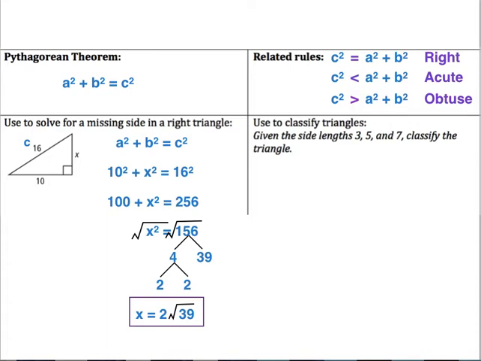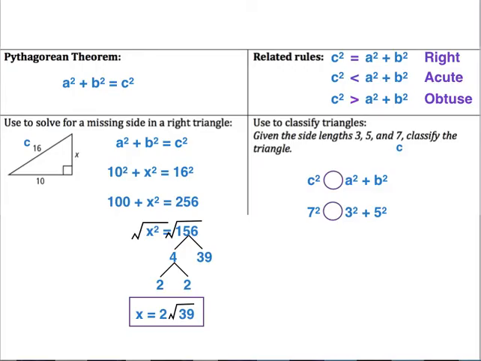So to classify a triangle into one of these 3 categories, you first need to identify the C, which would be the biggest side. And then you could plug in 7 where C is, and 3 and 5 for A and B. I usually just leave a blank or an empty circle since I don't know whether it's going to be equal, less than, or greater than sign yet.